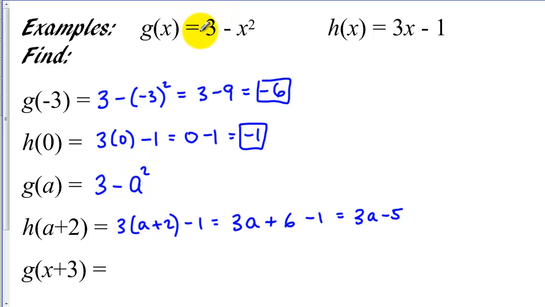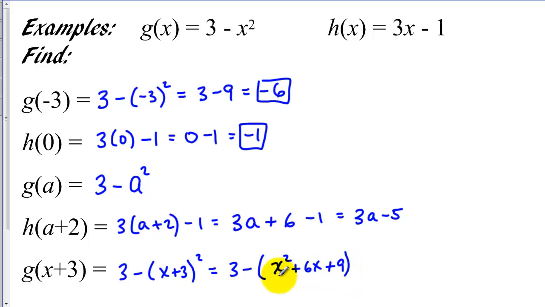Now we're going to put that into our g function. And then if we wanted that in standard form, we would have to FOIL that. If we FOIL that, we get x squared plus 6x plus 9. And then we would distribute our minus. And now we can combine these like terms and put it in standard form. And we have our new function. So again, that's just the basics of function notation. I hope that's familiar to you already.